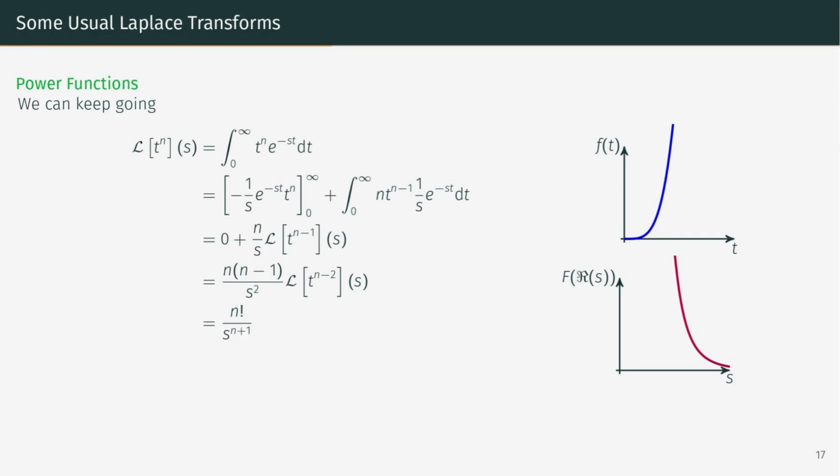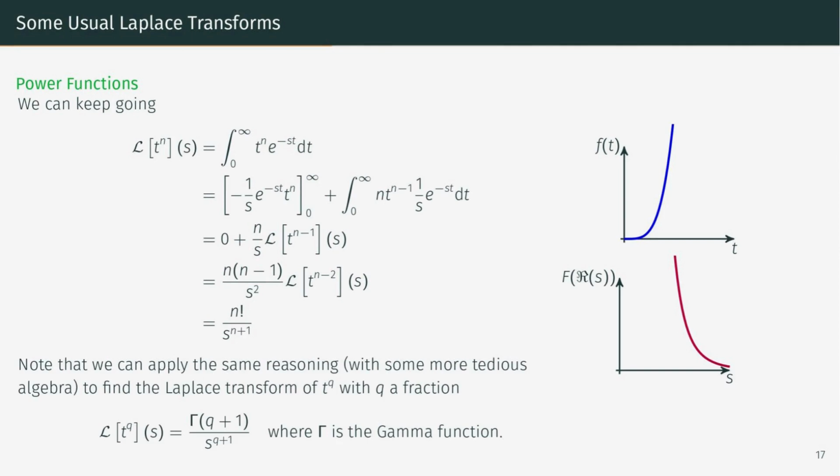Again, the top graph here shows the function t to the n for n in the natural numbers, and the bottom shows how this changes when we graph the Laplace transform for real values of s. It should be noted that we can apply the same reasoning to find the Laplace transform of t to the q, with q being a fraction, such that the Laplace transform of t to the q equals the gamma function of q plus 1 over s to the q plus 1. Feel free to try this at home, but it does require much more tedious algebra.